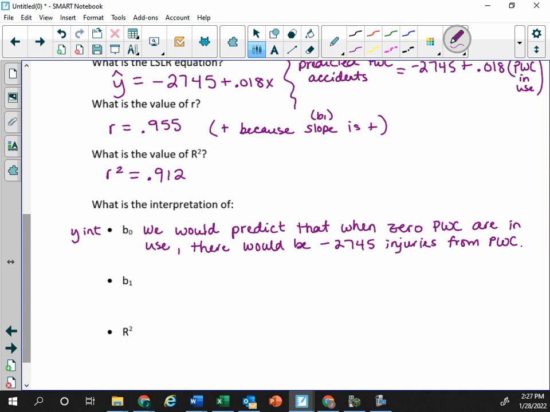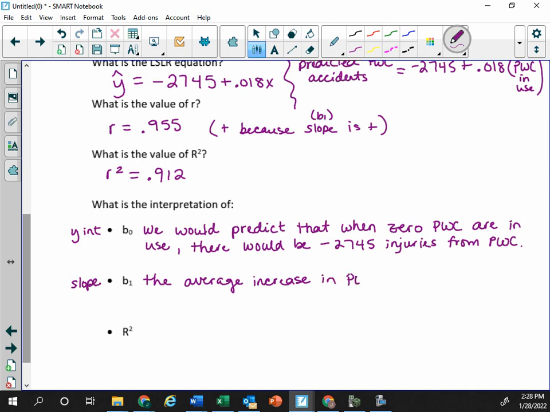Okay, so b sub 1. What is b sub 1? Slope. Good. We're going to interpret the slope. So our wording: the average increase. I'm saying increase because the slope was positive. If the slope's negative, you're not going to say increase, you'd say decrease.